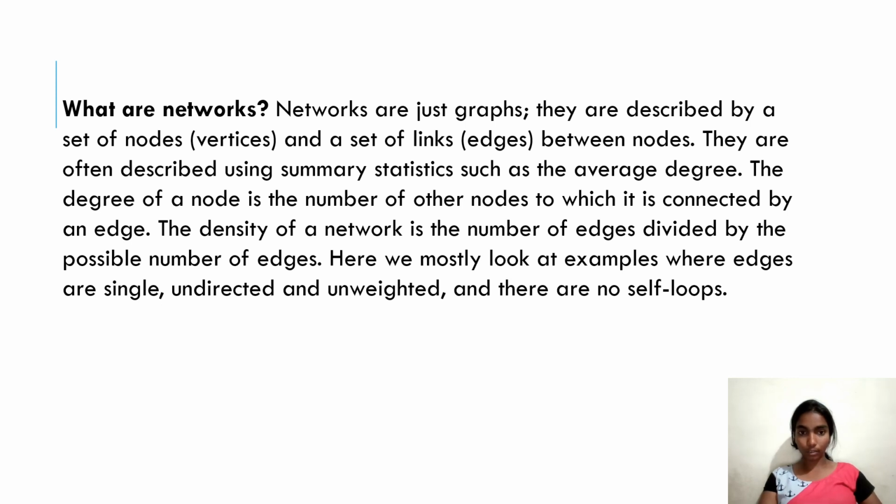So, what are networks? Networks are just graphs. They are described by a set of nodes and a set of links between nodes. They are often described using summary statistics such as the average degree. The degree of a node is the number of other nodes to which it is connected by an edge. The density of a network is the number of edges divided by the possible number of edges. Here we mostly look at examples where edges are single, undirected and unweighted, and there are no self loops.